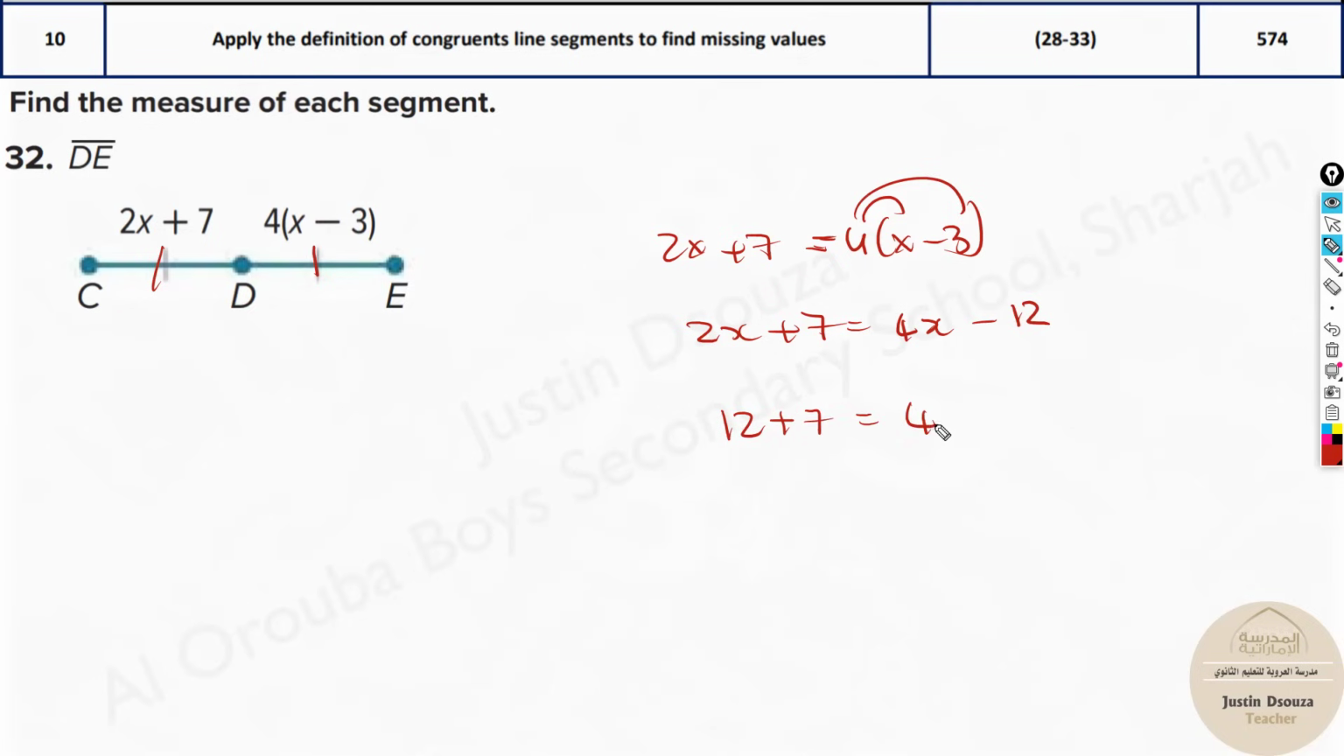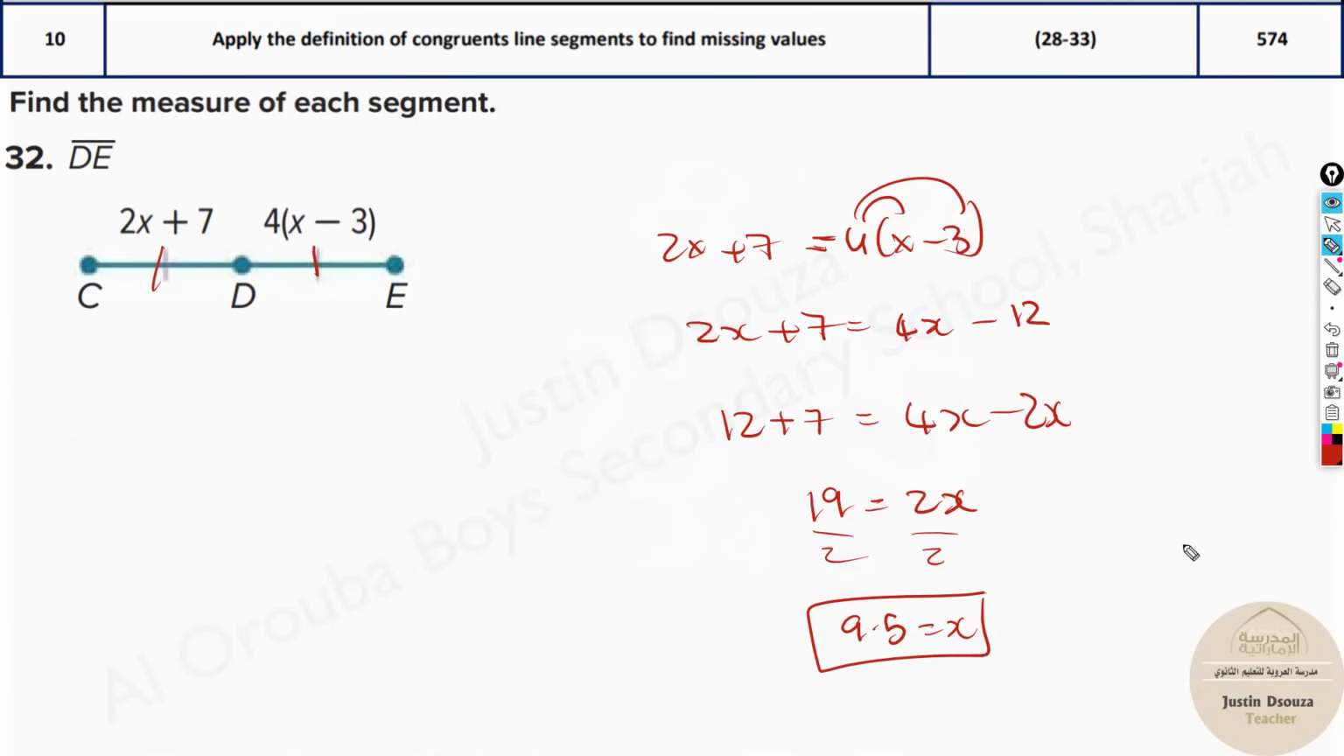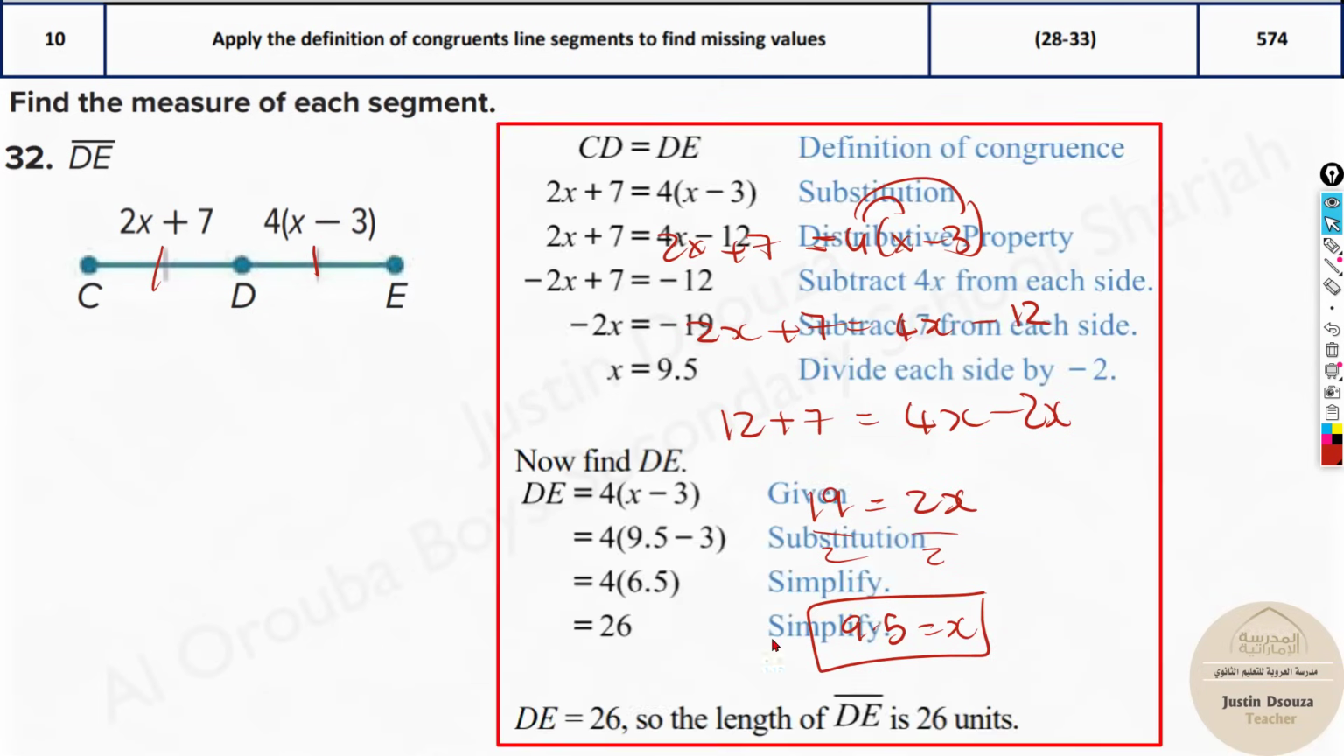This 2x goes to the other side. 4x minus 2x. 12 plus 7 is 19 equals 2x. Divide both sides by 2. You will get 9.5 equals x. That is the answer. That's how we do this.